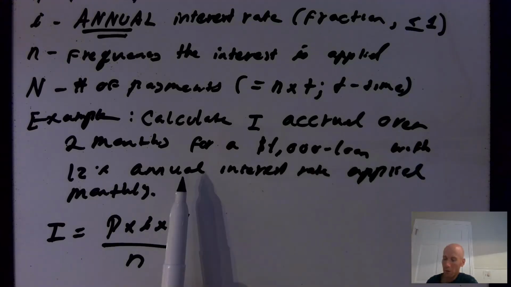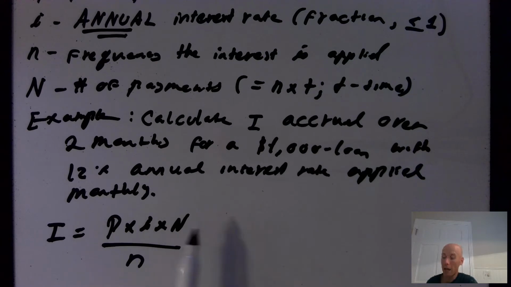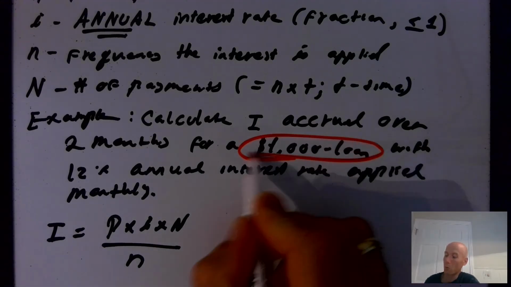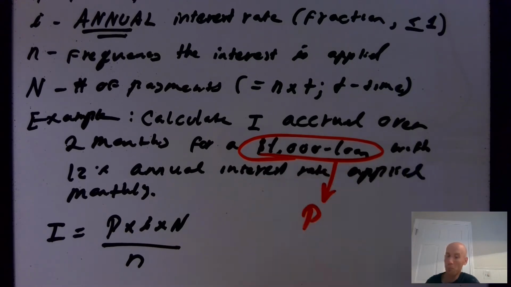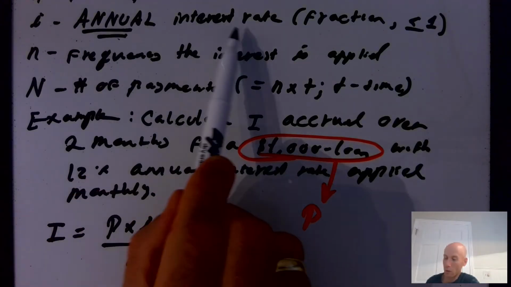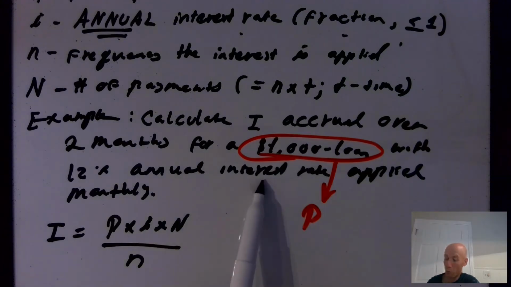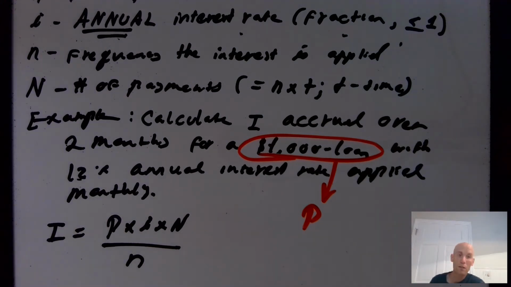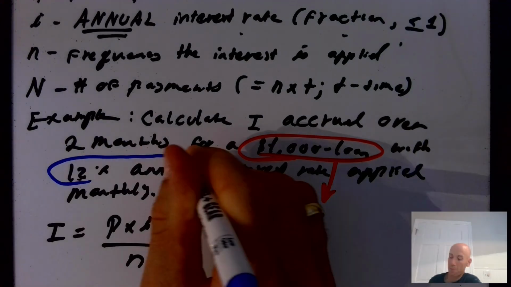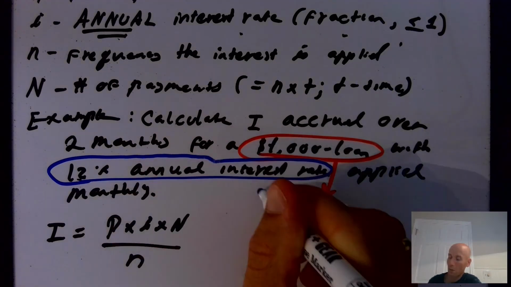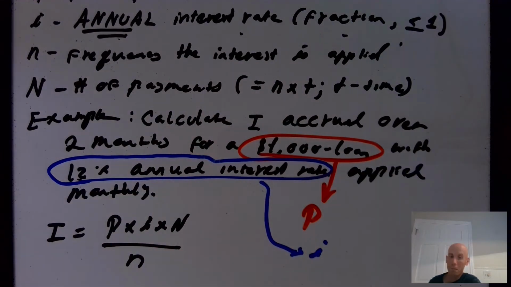The interest accrued over 2 months for a $1,000 loan with 12% annual interest when it is applied monthly. I can tell you from here that the principal is the amount of money that was lent out. Now we said that little i is the annual interest rate as a fraction. Usually the problem tells you the annual rate, which here is 12%. So this is little i.